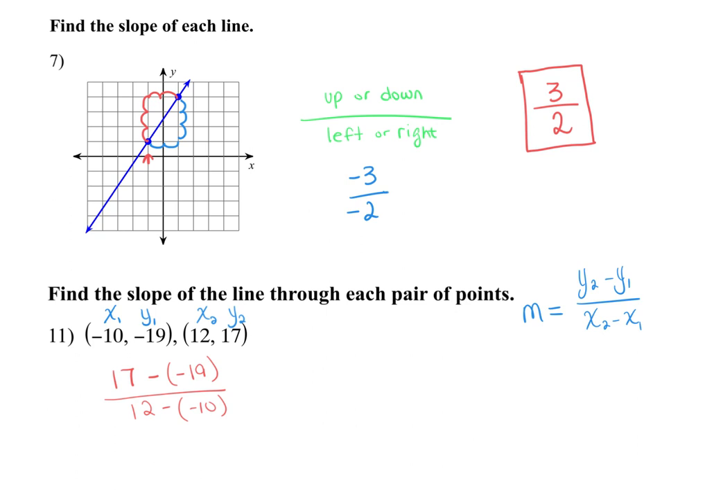Okay. This is just basics. Minus a negative is plus a positive, so both of those will end up looking like that. So I end up with 17 plus 19, that's going to be 36. 12 plus 10 gives me 22. All right, remember I said I need it simplified. What goes into both of those? 2, right? So if I divide those by 2, 36 divided by 2 will give me 18. 22 divided by 2 will give me 11. And that is as simple as you can get it. That is your slope.